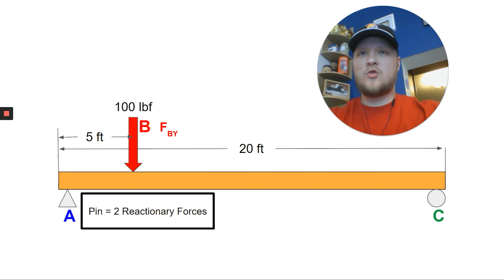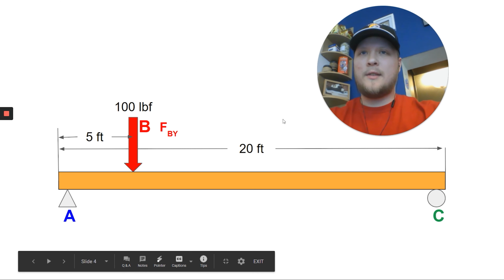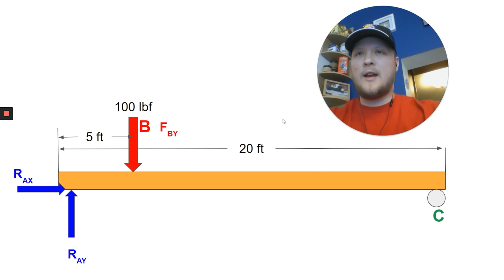Remember that a pin, that little triangle symbol, has two reactionary forces, one in the X direction, one in the Y direction. So we're going to replace this with RAX and RAY. Now you may be asking, Mr. Bolin, why are we calling these R instead of F? Because remember, pins and rollers have reactionary forces. It's a specific type of force. So instead of just calling it a generic force, capital F, we're going to call it a reactionary force, R. And then it's at point A, so RA. And then again, Y direction, X direction, RAY, RAX. Okay, with me so far?